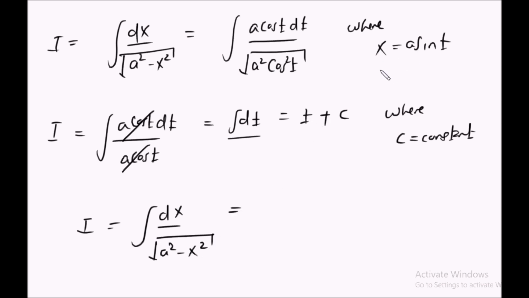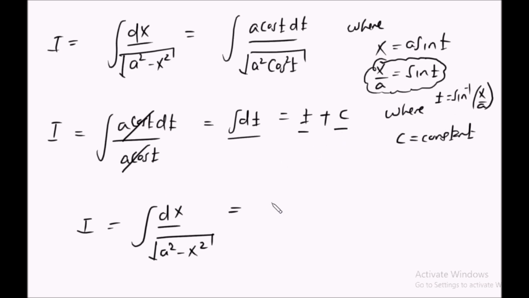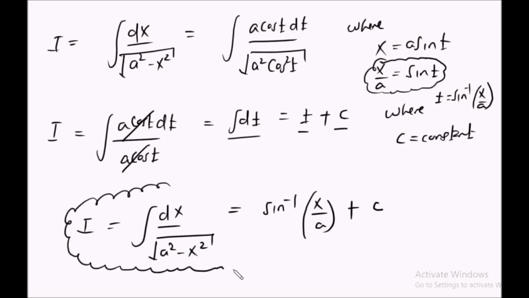Lakini t from here, you can see hapa nikigawanya kwa a both side, nakuwa ni x over a sawa na sin of t. You see this one? Yeah, nikigawanya kwa a both side. So nikimake t the subject hapo, you see I'll just find out that t is equal to sin inverse of x over a. Sawa, so hii integral tumesema sawa na t plus c. Lakini t sasa ndo huyo sin inverse of x over a plus c, where c is constant. So by substitution method nimepata jibu.